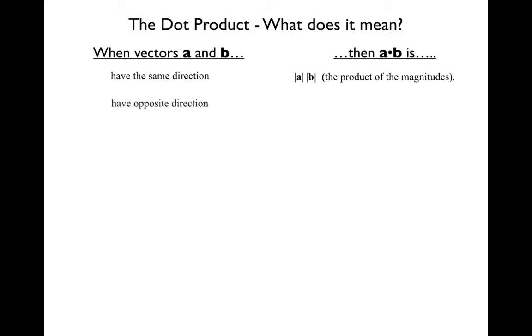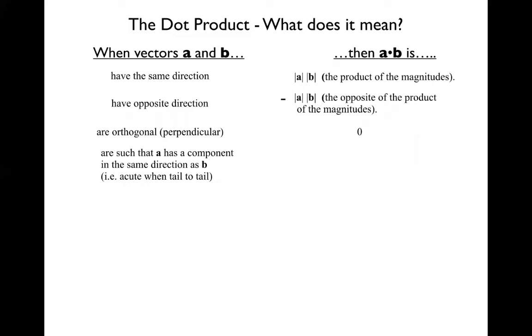Sweet. Okay. So dot product, what does it mean? When the vectors A and B have the same direction, then the dot product is the product of the magnitudes. When the vectors have opposite direction, it's the opposite of the product of the magnitudes. When they're orthogonal, perpendicular, the dot product is 0.